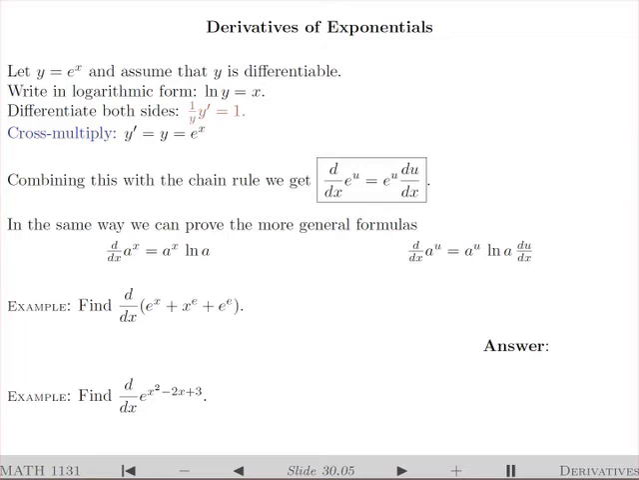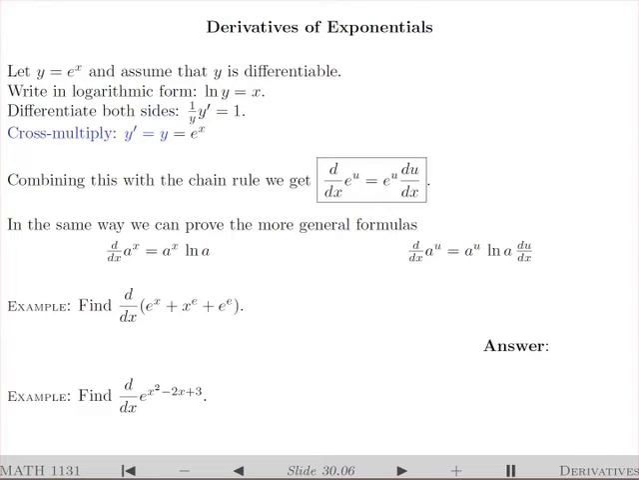And typically when you differentiate an inverse function by this method, you get something times y prime equals 1. Then you solve for y prime. In this case, I cross multiply. I get y prime equals y. Now you write that in terms of x. y is e power x. So the derivative of e power x is e power x.